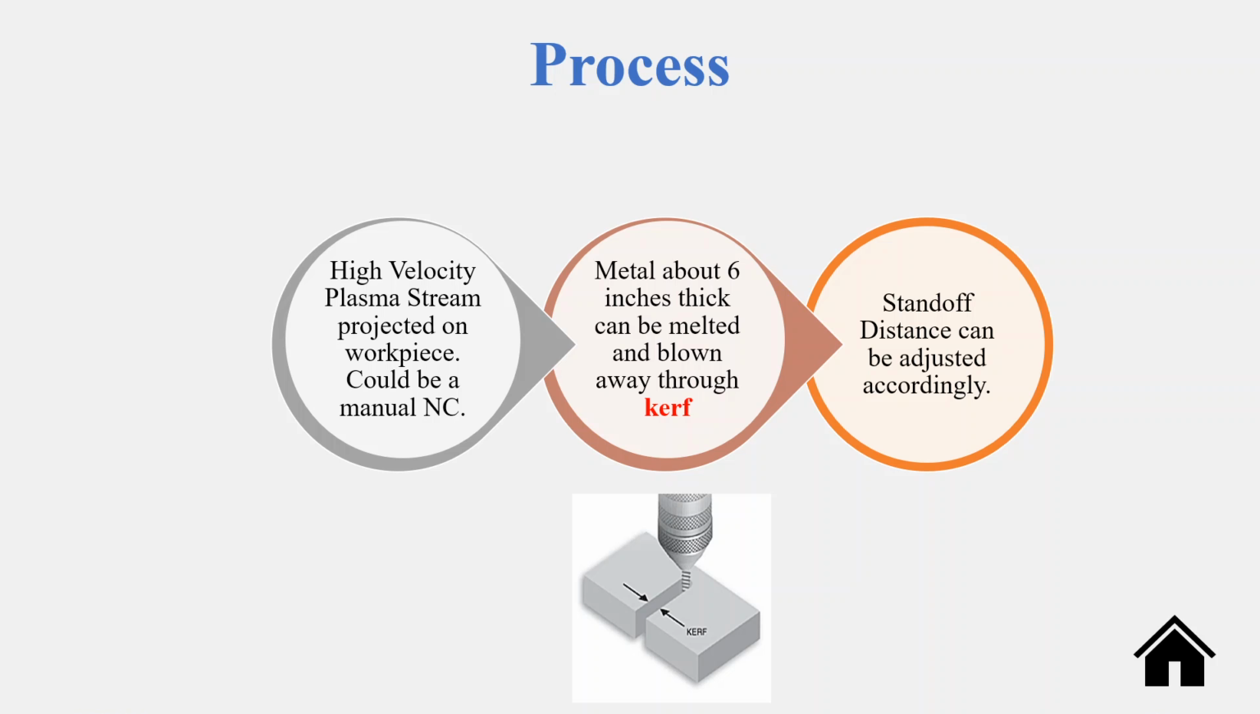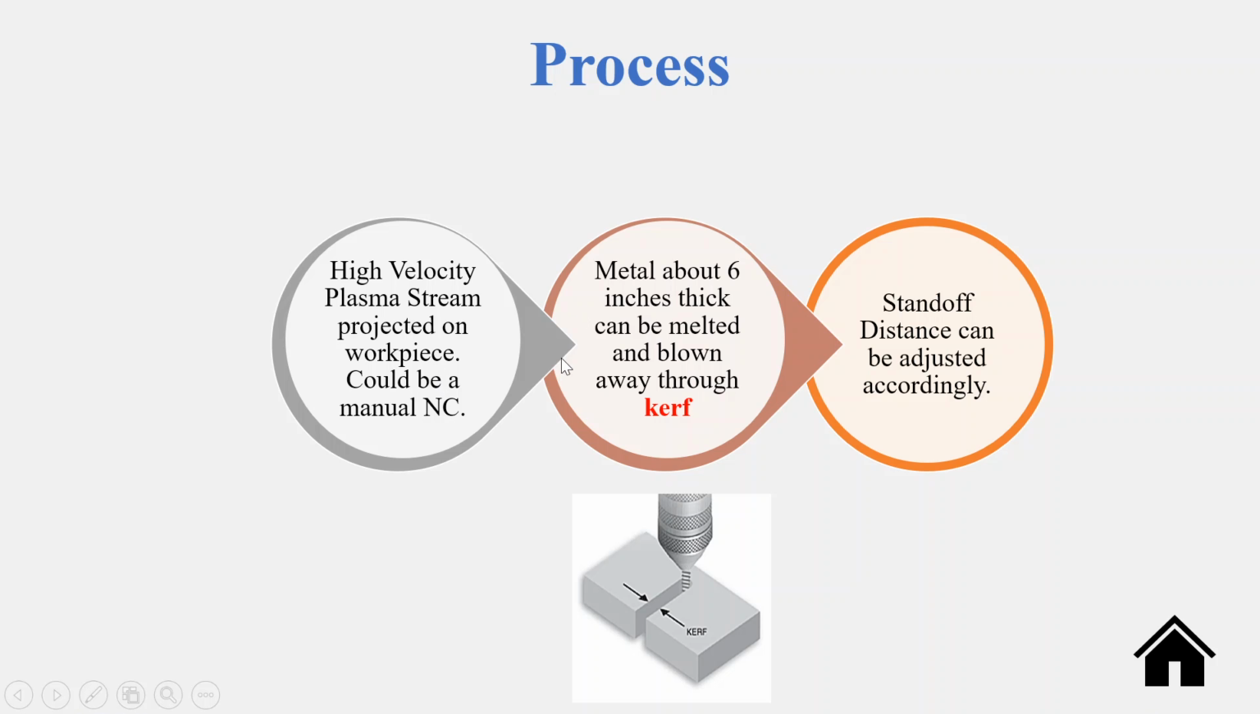But here one thing is pertinent to mention, that if you want to save time and if you want the precision to be more, you must go for the NC or numeric control. The next piece of information is that metal about 6 inches in thickness can be cut by this process of plasma arc cutting. Although it is an advantage, I have mentioned this because I have to explain the kerf too.